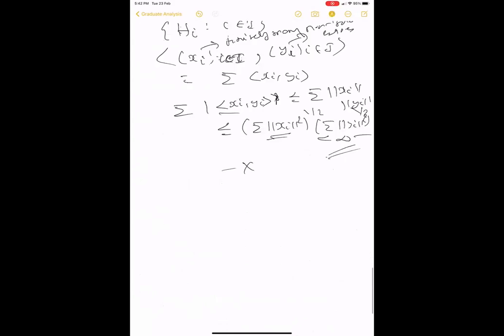Now let us write some properties of the inner product and other things. So let me say that ei is an orthonormal basis. I want to prove the Bessel inequality or something.